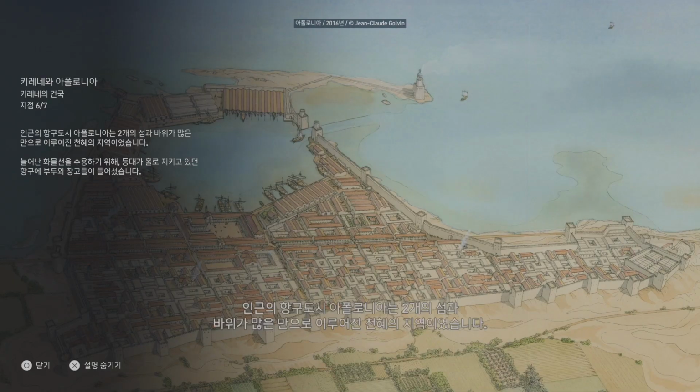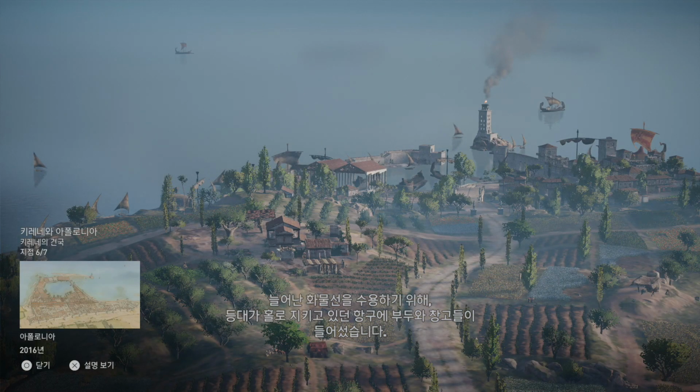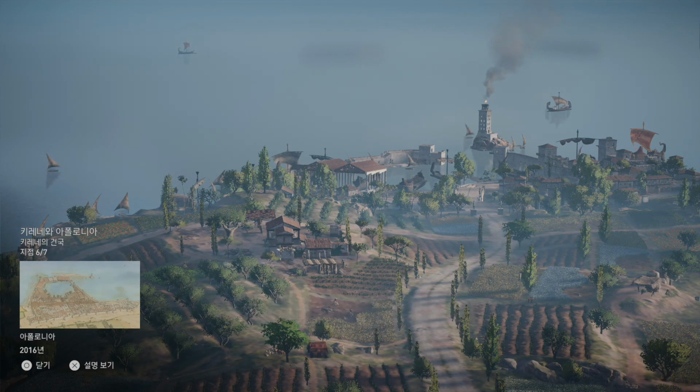The nearby port of Apollonia was an ideal location, with its natural cove, sheltered by 2 islands and rocky inlets. Along with a lighthouse, the port was later equipped with quays and warehouses to accommodate the increased shipping traffic.